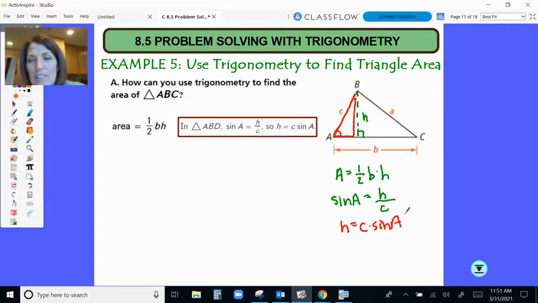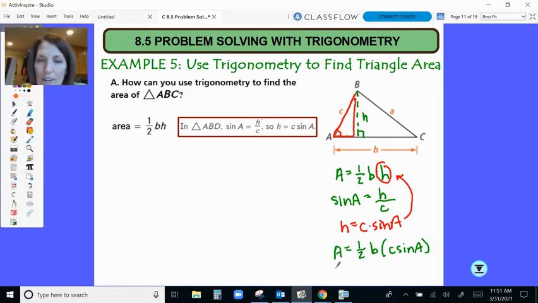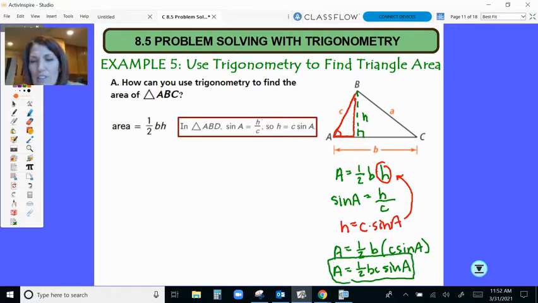Now if I take this h and plug it into the h in my area formula, I get A equals 1/2 b times c sine of A. So my area is equal to 1/2 b c sine of A, and that's my formula to find the area of that triangle.